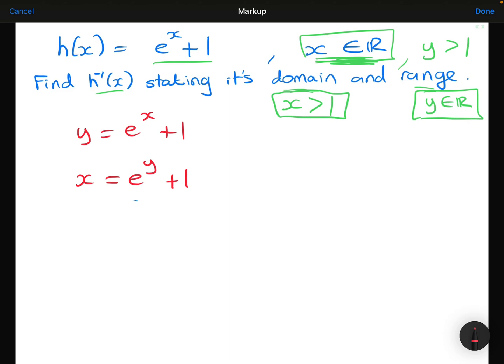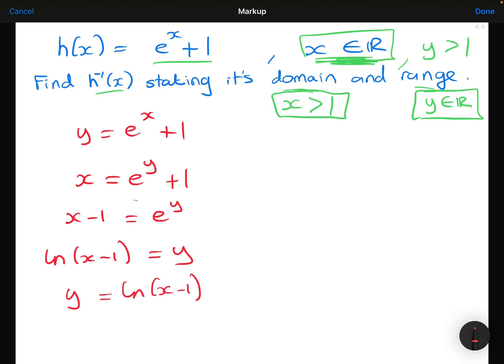And now I'm going to rearrange this to make y the subject. So subtract the 1 from both sides. And now I'm going to take logarithms of both sides. So there, I could say that y equals ln x minus 1.